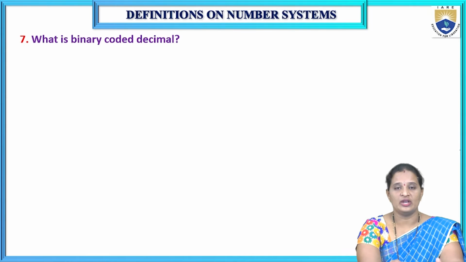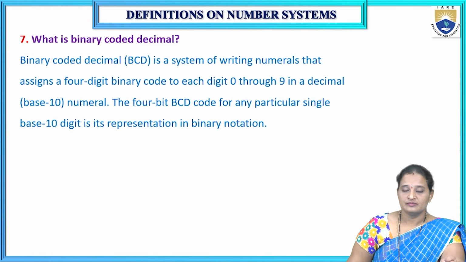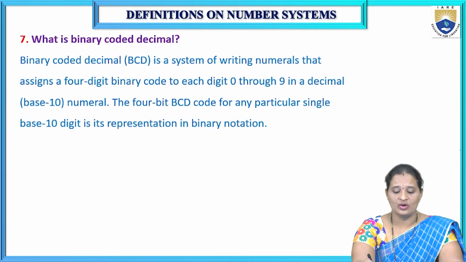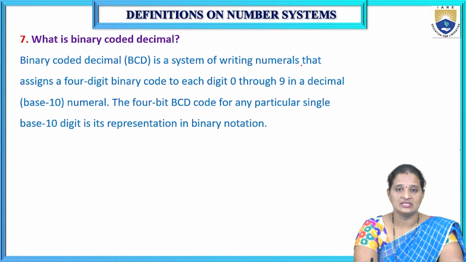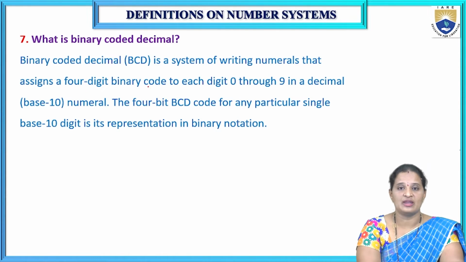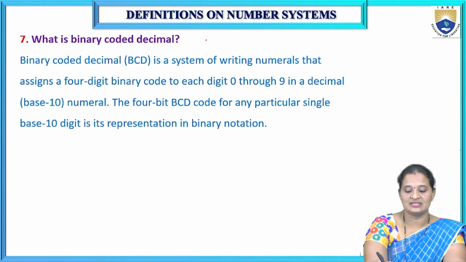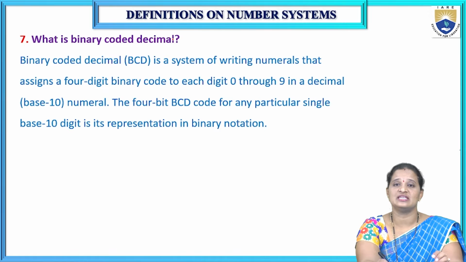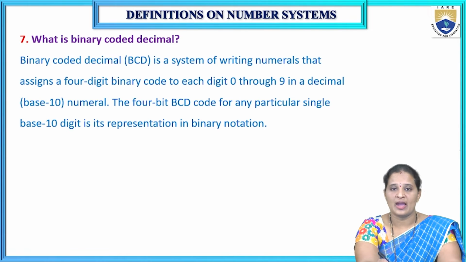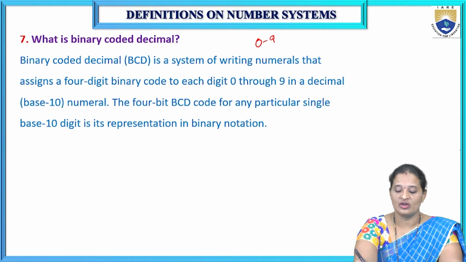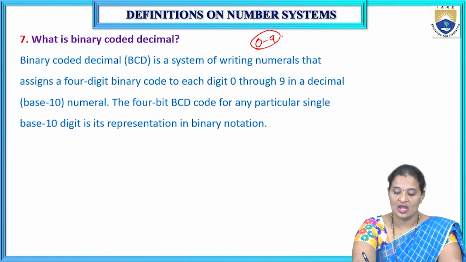Now coming to binary coded decimal. What is binary coded decimal? Binary coded decimal is a system of writing numerals that assigns a 4-digit binary code to each digit 0 through 9 in a decimal numeral. So BCD stands for binary coded decimal, which means each decimal digit is coded into binary. How many decimal digits do we have? 0 to 9. In order to represent these 10 symbols, we need a 4-bit binary equivalent.